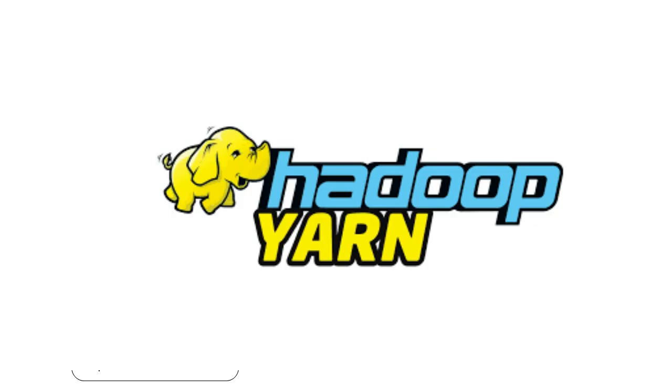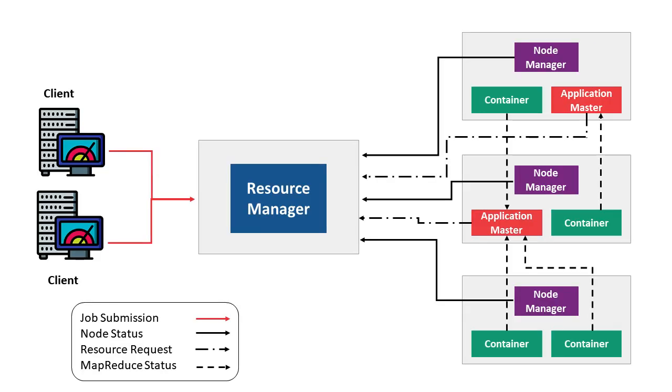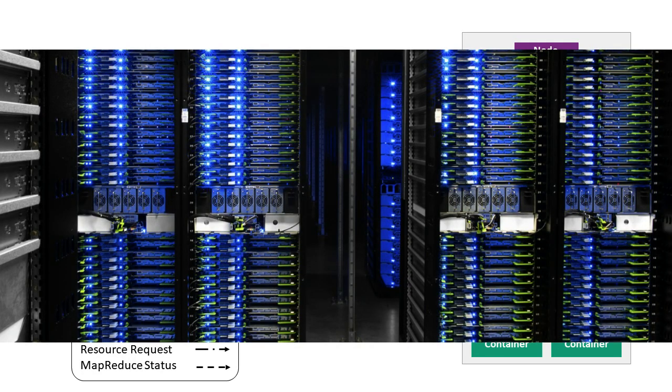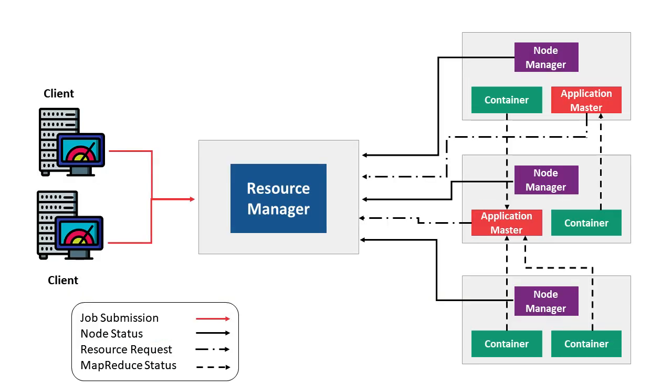YARN is the third part of this puzzle. YARN is a resource manager for RAM, disks, etc. The resource manager assigns resources to the node manager, which gives them to application masters and then containers.